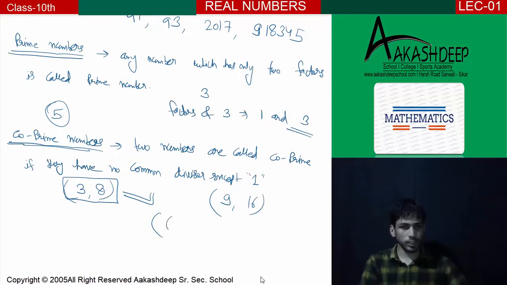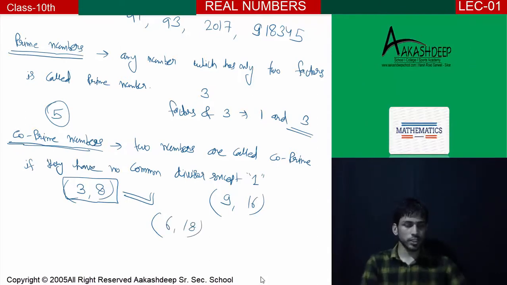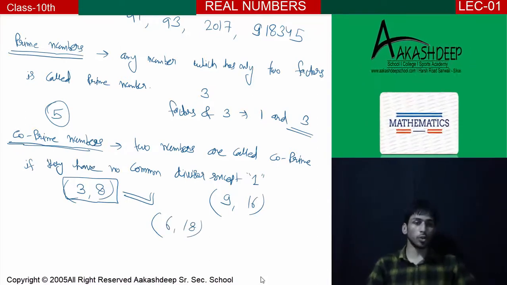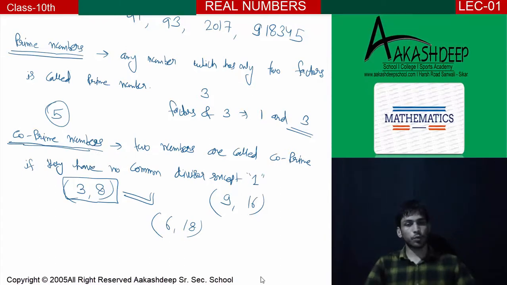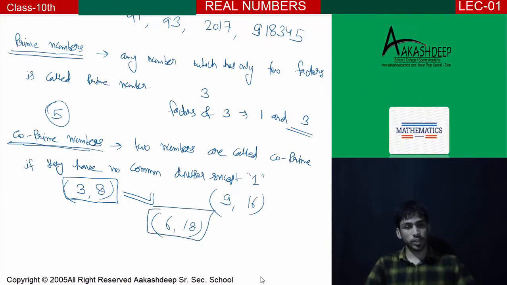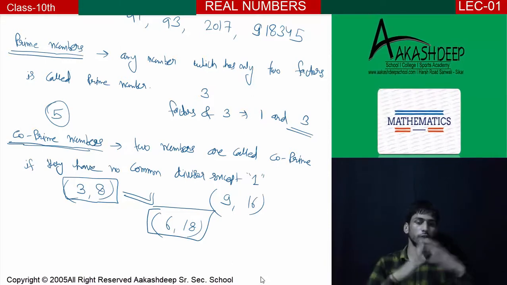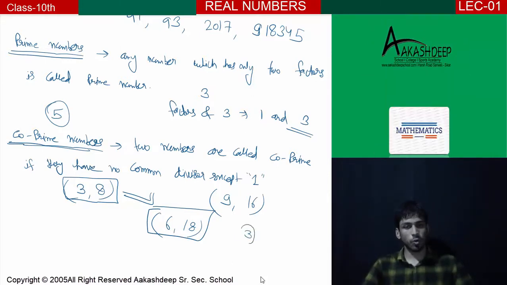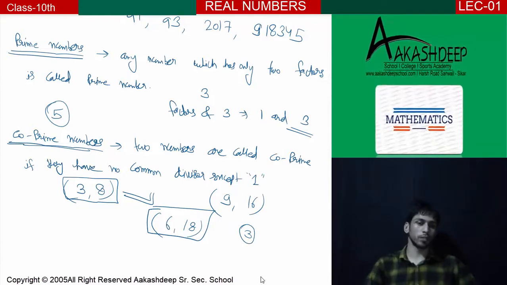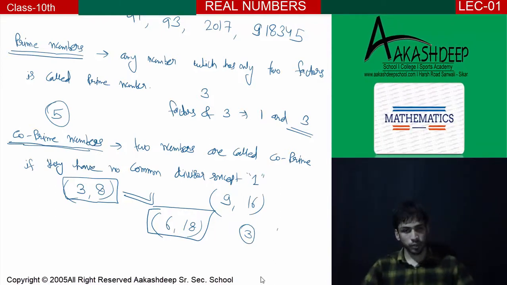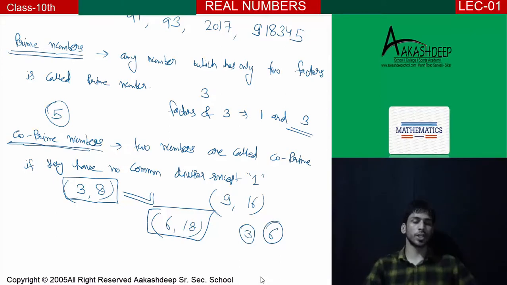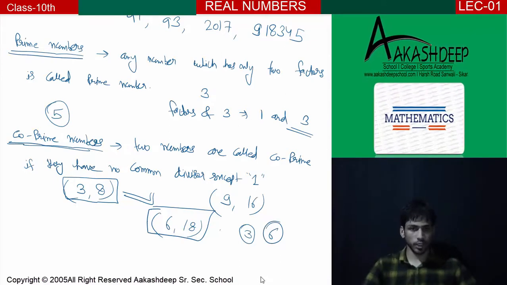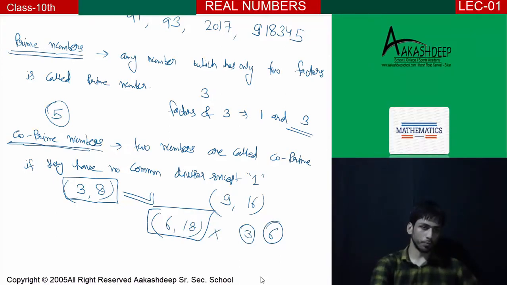But if I take something like 6 and 18, I can say 6 and 18 are not co-prime numbers because apart from 1, 6 and 3 are also numbers which can divide 6 and 18 simultaneously. We can say 3 is a common divisor of both 6 and 18, and 6 is also a common divisor of both 6 and 18. That's why 6 and 18 are not co-prime numbers.